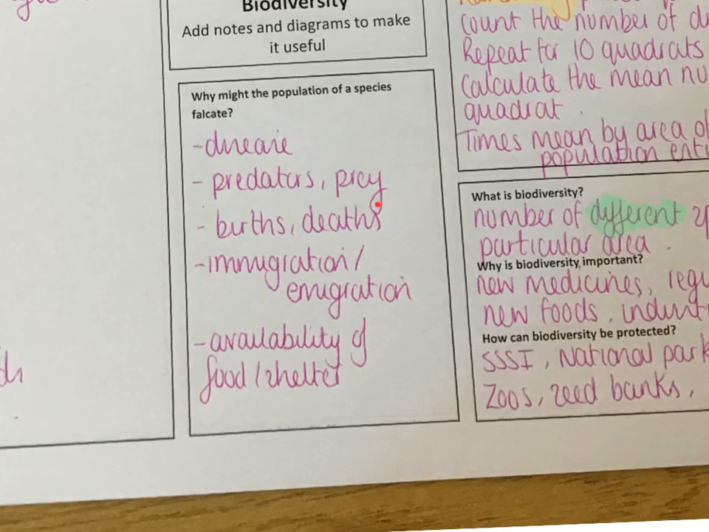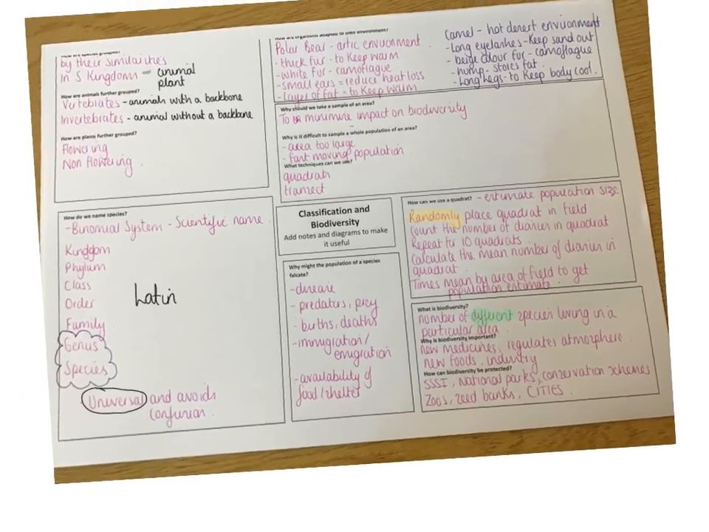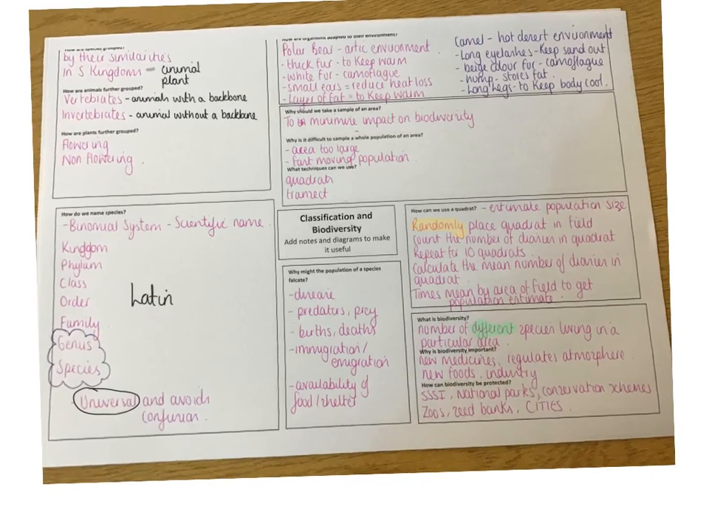The number of births and deaths could increase and decrease over a period of time, and we could have a lot of immigration or emigration of the species in a particular area. And then just the availability of food or shelter. If we have their shelter taken away, then the population will decrease until they find a more suitable environment to live in. So that is our review sheet for classification and biodiversity. Thank you.